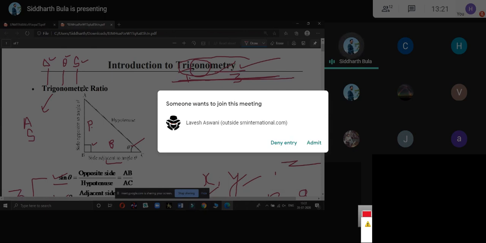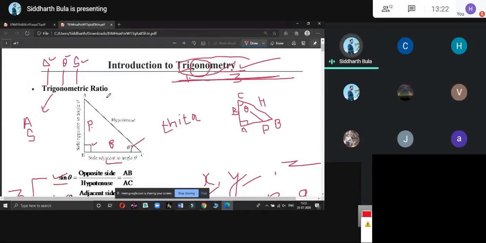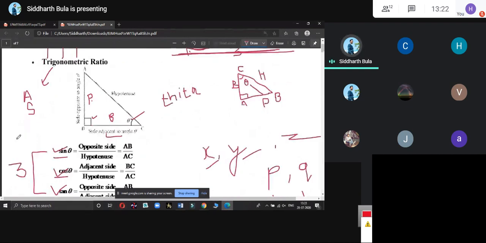So what is the angle here? Angle is theta. Sides are these 3. Let's show the relationship. The first trigonometric function is sine theta. Remember here, sine theta means sine is not multiplied with theta. Sine theta is together a function. Sine without theta, nothing.